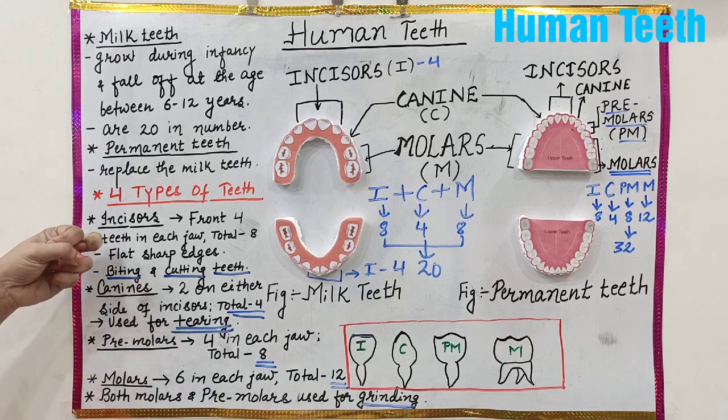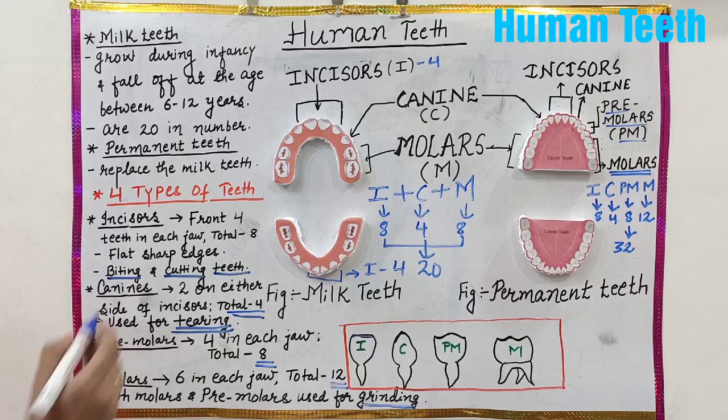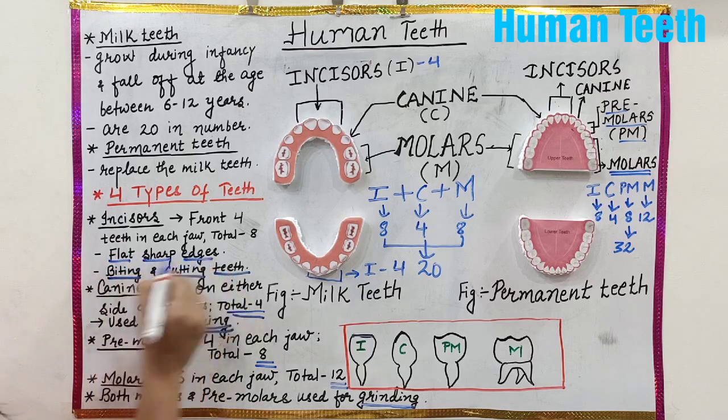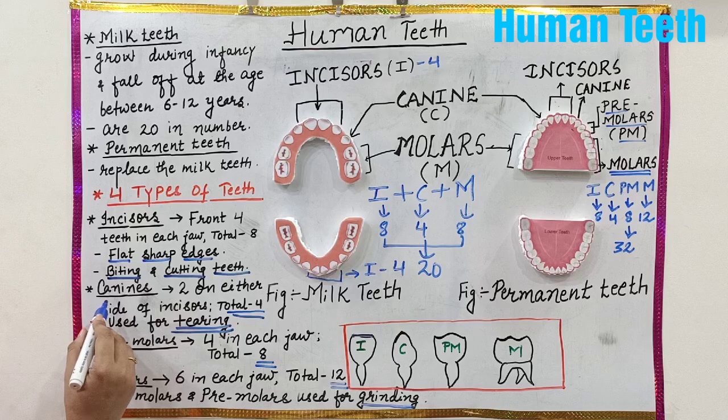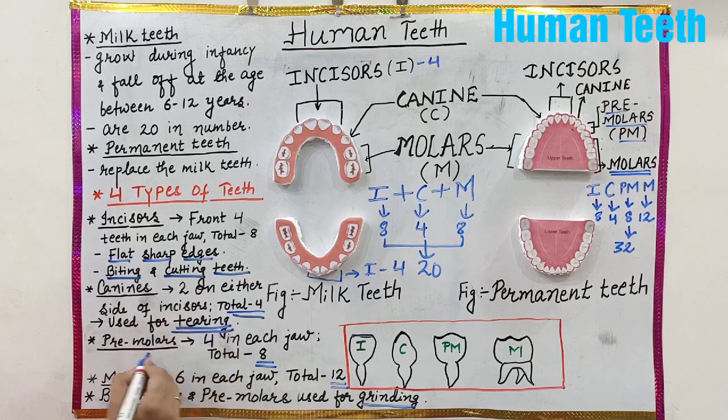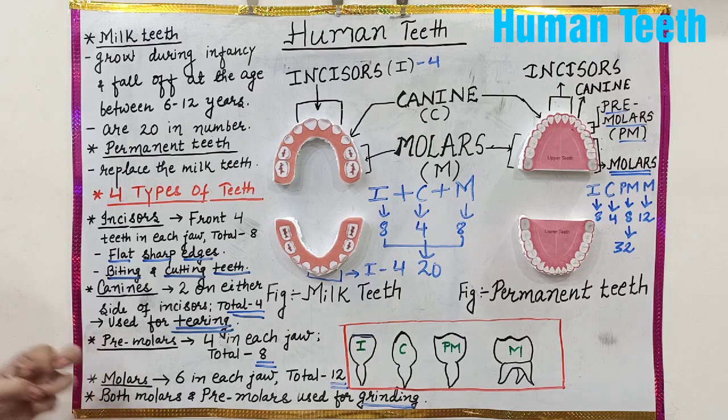And the 4 kinds of teeth are incisors, which have flat and sharp edges for biting and cutting. We have canines for tearing of food, and we have premolars for grinding, which are helped by the molars which also help in grinding. So finally the food is ground by premolars and molars and converted into a thin paste, so that we may swallow it after digestion. So teeth help us a lot.